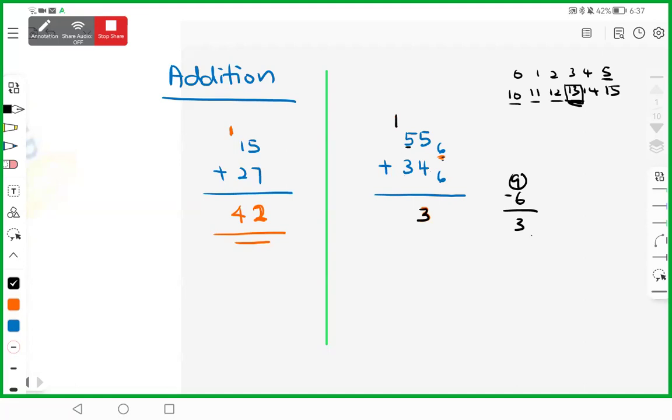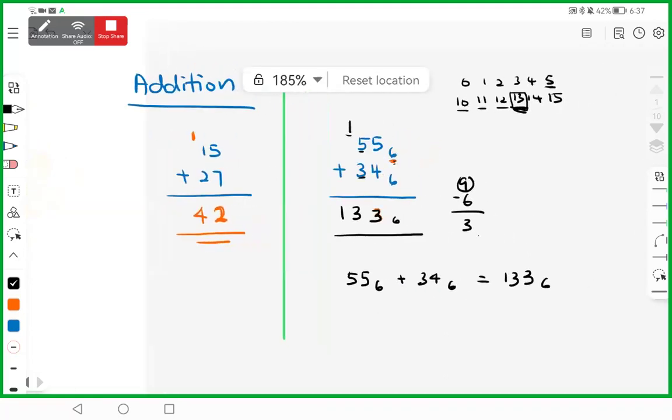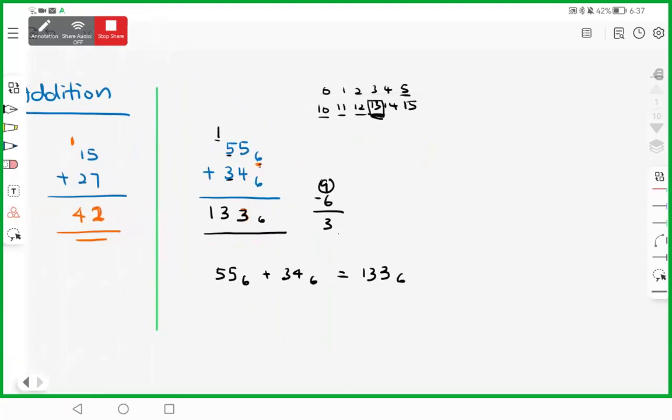Now 5 plus 3 is 8, plus 1 is 9 also. It's also 9, but in base 6, we have to write 13. So this is the answer. 55 in base 6 plus 34 in base 6, you will get 133 in base 6. That's the idea. Okay. Next, we'll try a few questions here in different bases.